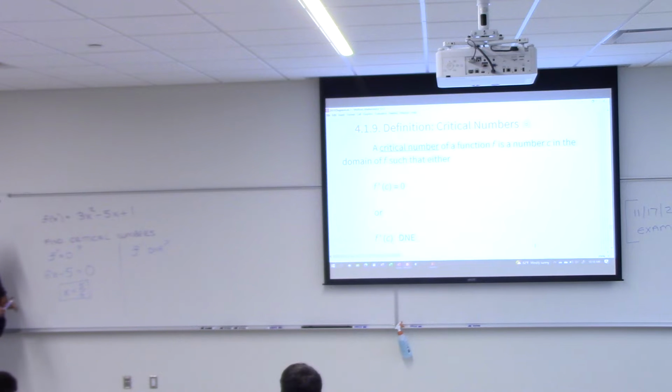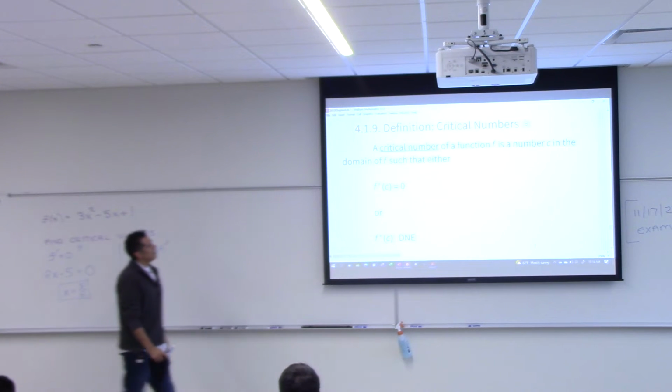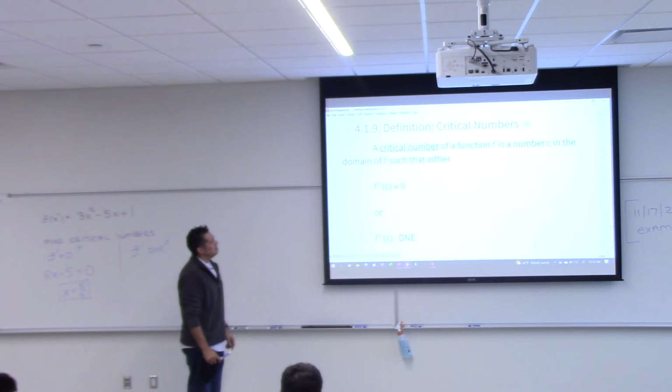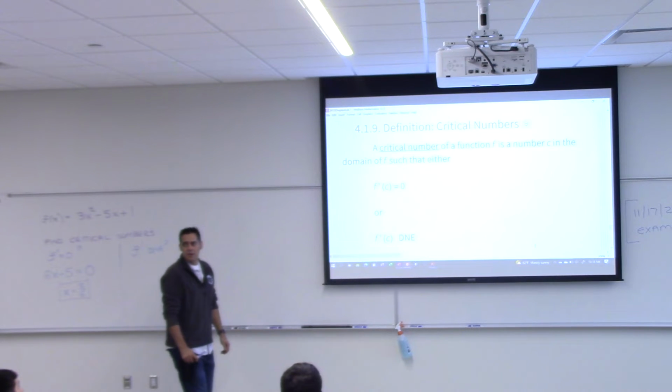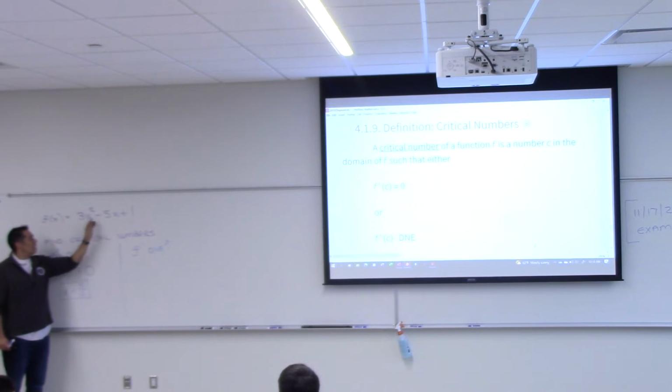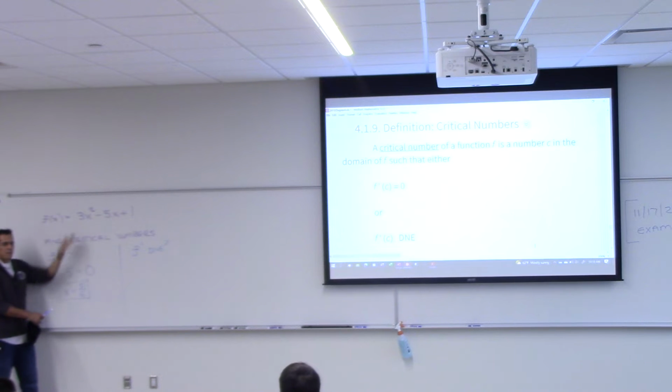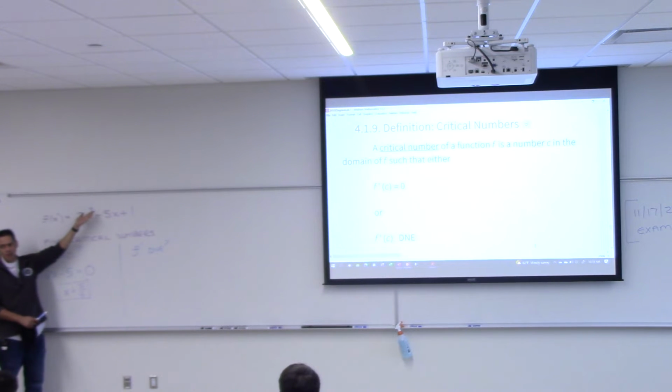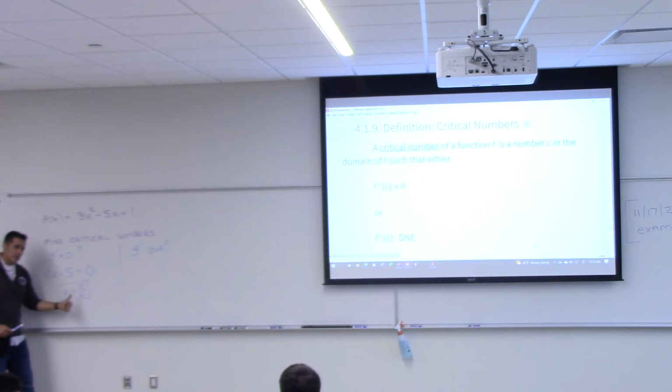Now, there's something in this definition. Let me read it. A critical number of a function, f, is a number c, what does it say after that? In the domain of f. So this answer I get, for me to call it a critical number, this answer must be in the domain of the original function. Now, when we look at this original function, that's a polynomial, and the domain of that's all real numbers, right? So this is definitely going to be in the domain, because that domain has everything in it. So that is, yes, a critical number.